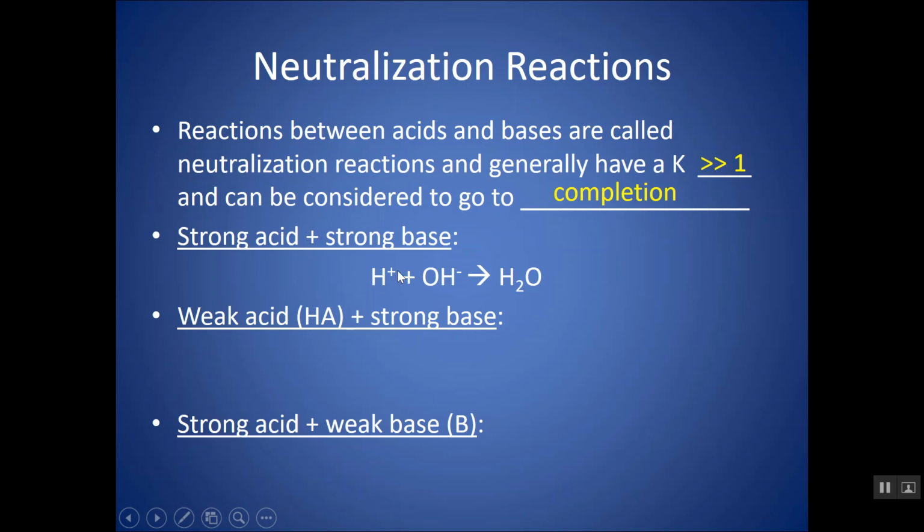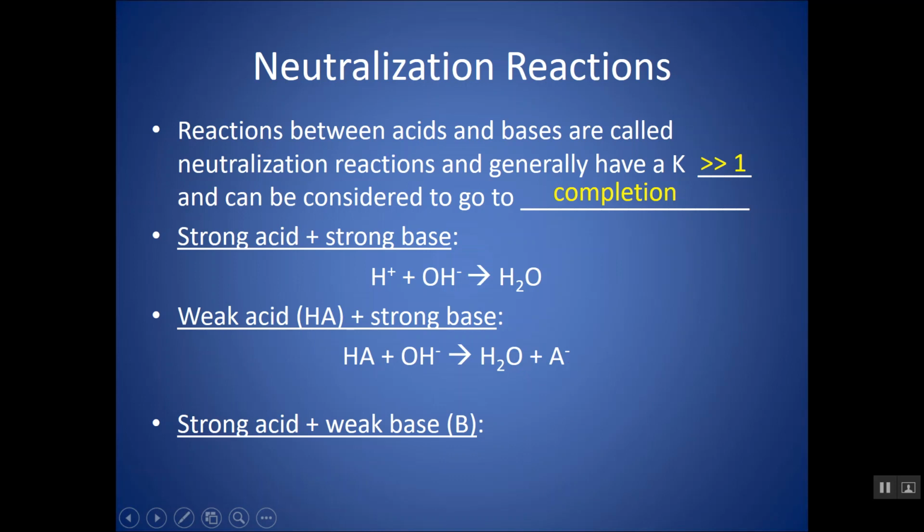Okay, if I was to react a weak acid and a strong base, my net ionic equation would end up looking something like this, where the weak acid would react with all of the OH- from the strong base, which would have completely ionized. However, the weak acid would not completely ionize, and I would get H2O and the conjugate base.